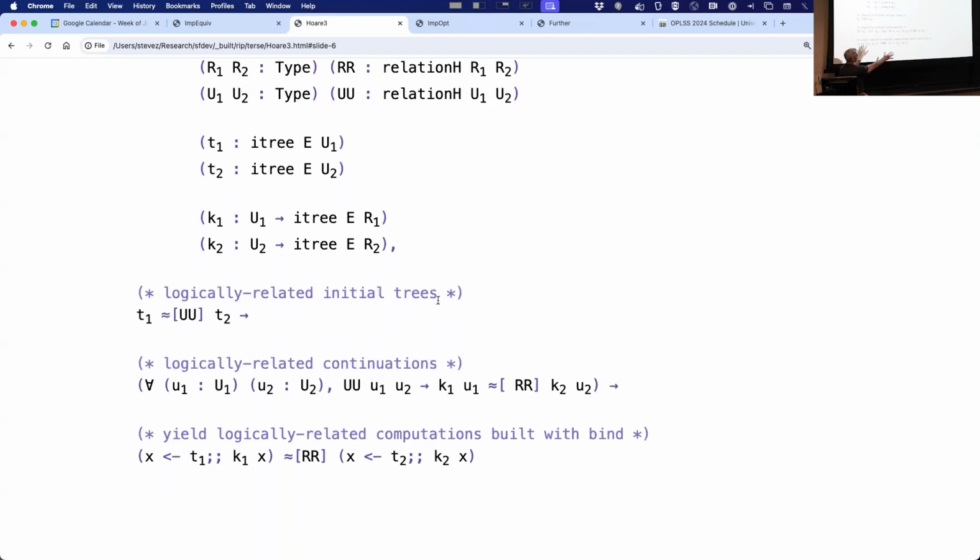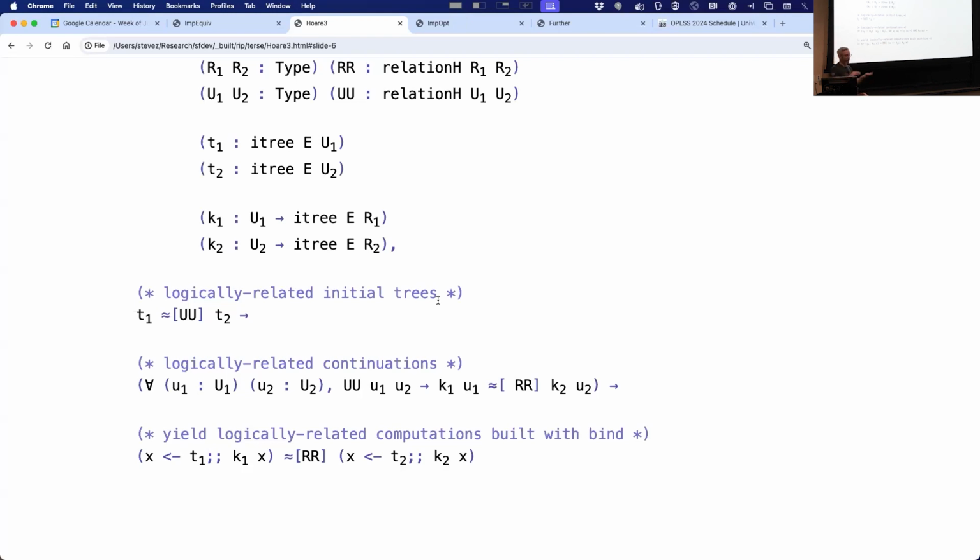So we're trying to show when two computations are logically related, if they're both binds. Well, if we think of RR as a postcondition of the entire computation, you can intuitively think of the bind as finding some postcondition of T1 and T2 under which the continuations yield related trees that satisfy related postconditions for the whole computation.